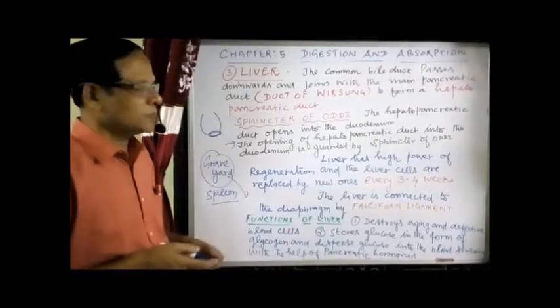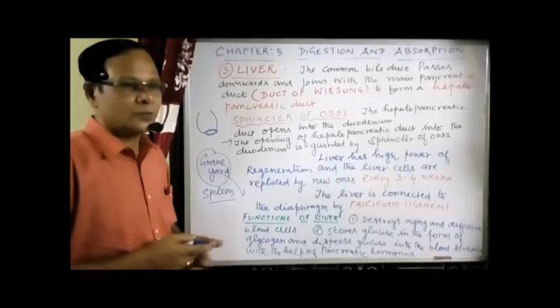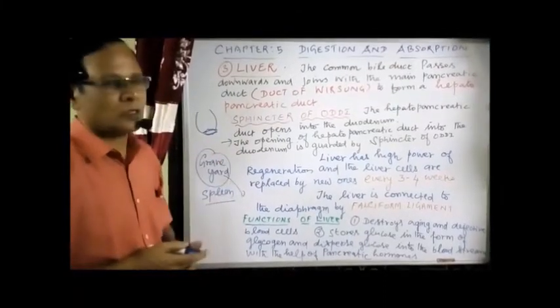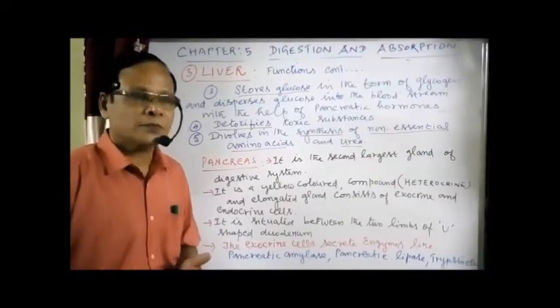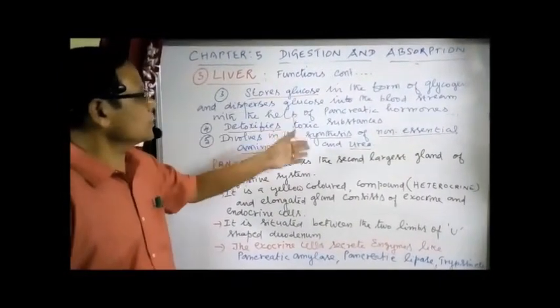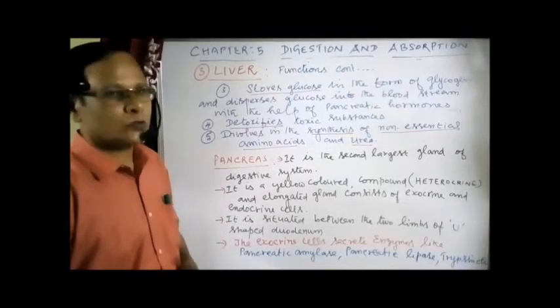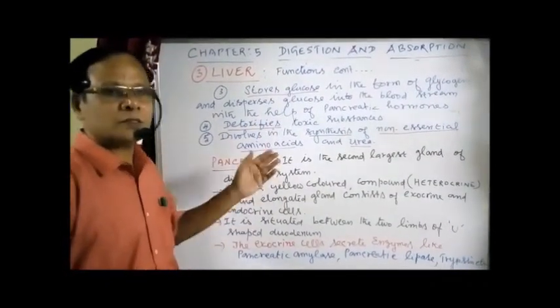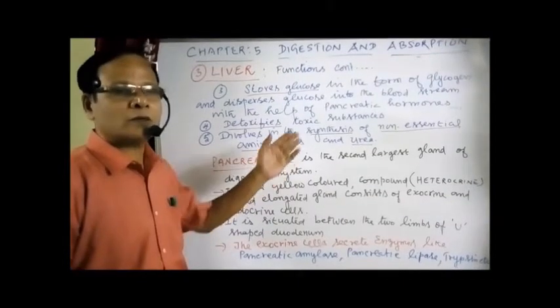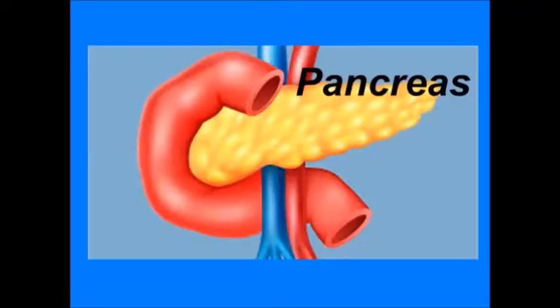That's all about the liver, and we have to go for a few words about the pancreas. It's a short one only, we'll discuss. What I discussed about the functions of the liver, I wrote on the board: the remaining three functions. Stores glucose, detoxifies toxic substances, and synthesis of urea and non-essential amino acids.